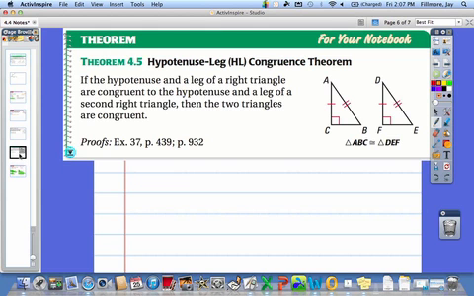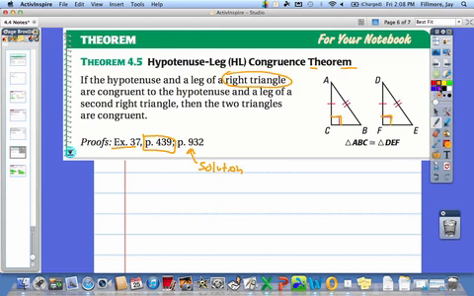Our second concept today is actually a theorem because there's a proof of it somewhere, and this theorem is proved in example 37 on page 439 with the worked out solution on page 932. So it's the hypotenuse-leg congruence theorem. It states if the hypotenuse and a leg of a right triangle are congruent to the hypotenuse and the leg of a second triangle, we know the two triangles are congruent. This only works for right triangles. So it has to be a right triangle for us to be able to use this.